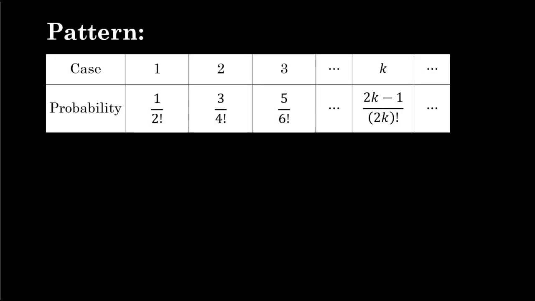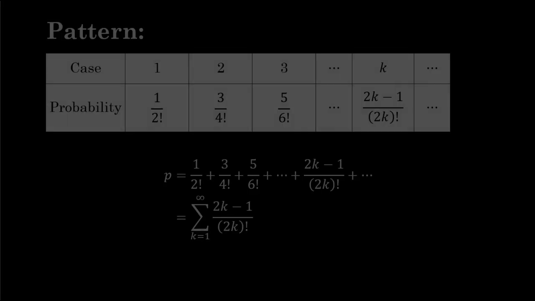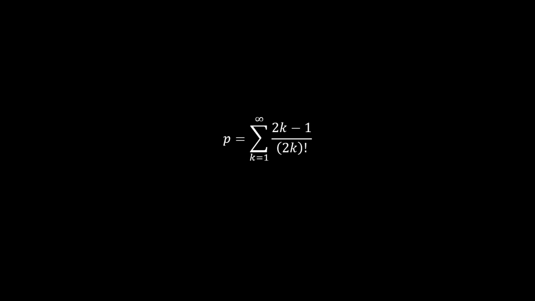By observing the probabilities of the first few cases, we can derive a general expression for the probability of any case, where the case number is a positive integer. Then, we find the probability p of getting a score difference of 1 by summing the probabilities of all possible cases, as shown. Now, we proceed to simplify the summation and obtain a closed-form expression.